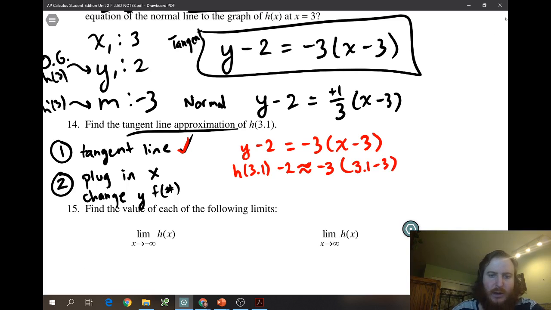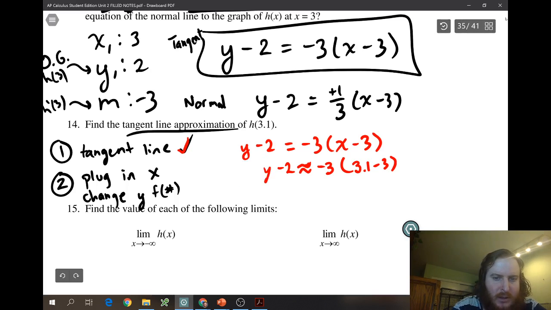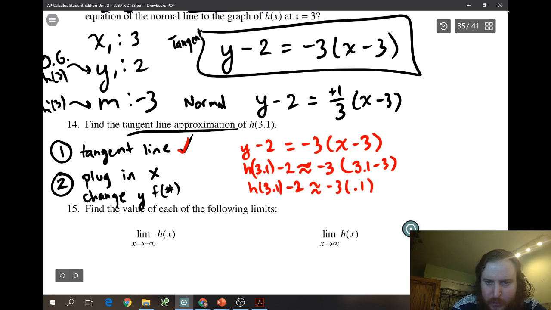Some textbooks will leave this as a y until the very end, because it's easier to solve, and then at the very end they'll change it to h of 3.1. That's okay if you want to do that. I like to change it now, otherwise I forget to. So just know that h of 3.1 is just like having a y, we're just isolating for that. So h of 3.1 minus 2 is approximately equal to -3 times 3.1 minus 3, which is 0.1.